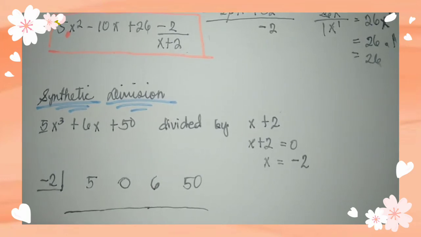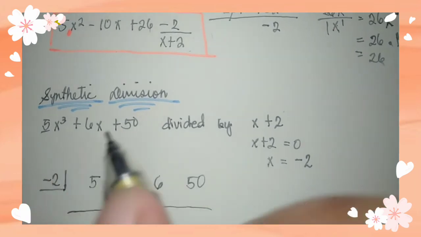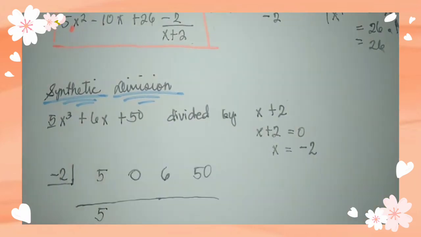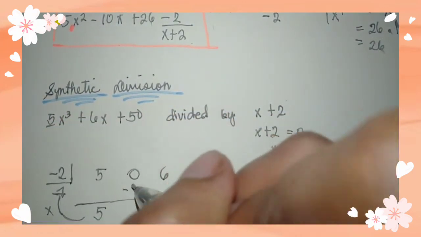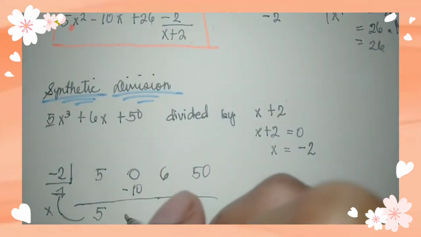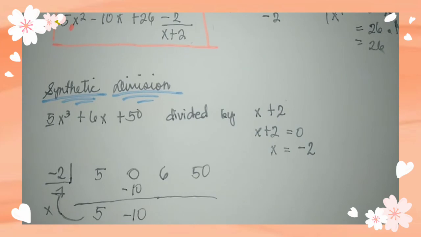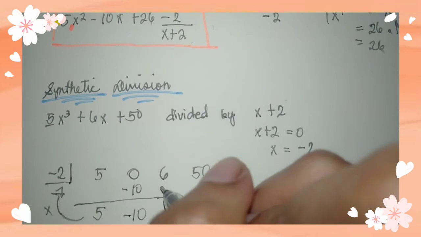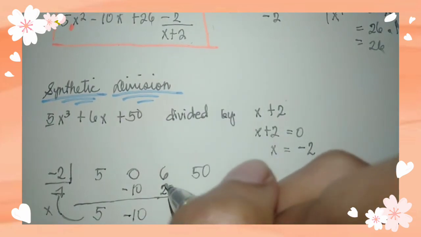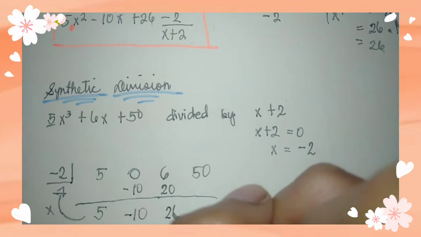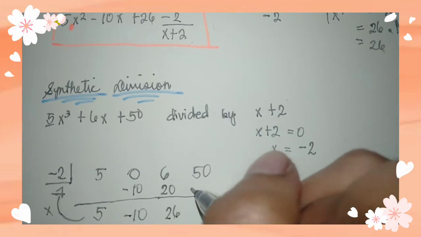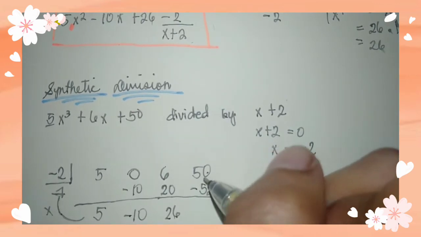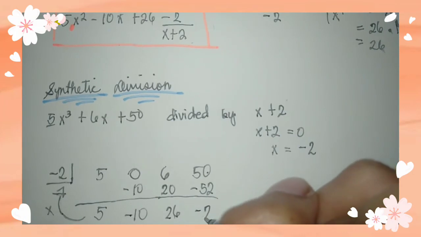And then, the next thing to do is to bring down the first numerical coefficient. So we have 5. And then multiply 5 to negative 2. We have 5 times negative 2 is equal to negative 10. And 0 minus 10 is negative 10. And then, multiply again. Same process lang. Negative 10 times negative 2 is positive 20. And 20 plus 6 or 6 plus 20 is equal to 26. And 26 times negative 2 is equal to negative 52. And 50 minus 52 is negative 2.